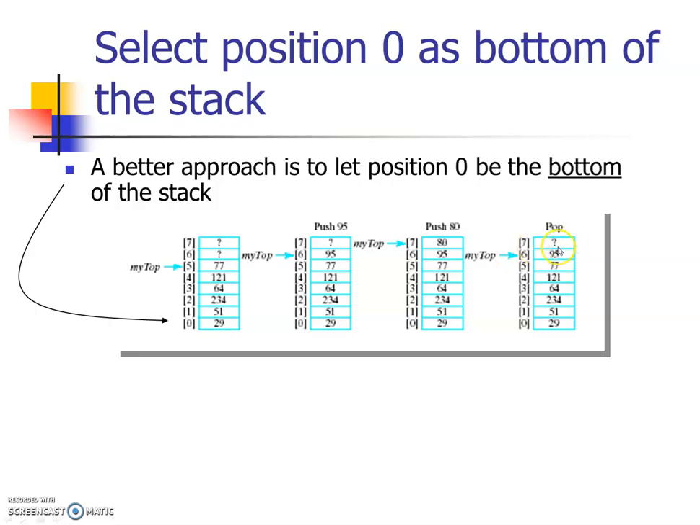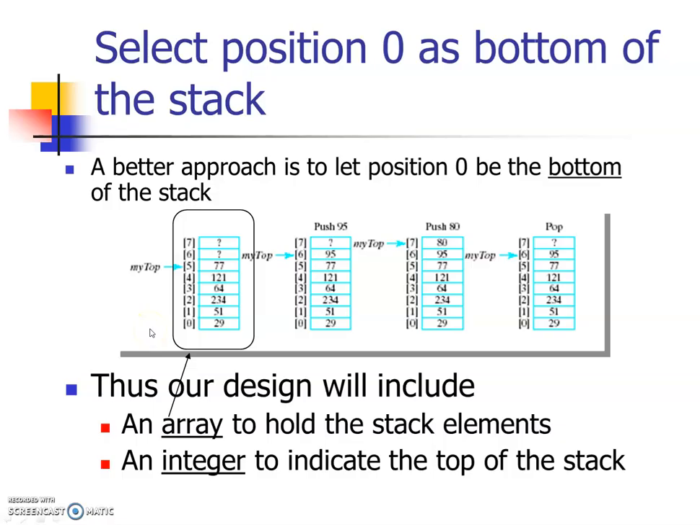The only cost, and this is the minimum cost, of this implementation is that you need to create a variable to keep track of where your top is. Because it's no longer the case that your top is at the index of 0. Now index 0 means the very bottom item that you have. So that is the cost, which is one integer variable. That's it. So to design this, we're including an array to hold the stack elements and an integer to indicate where the top of the stack is.